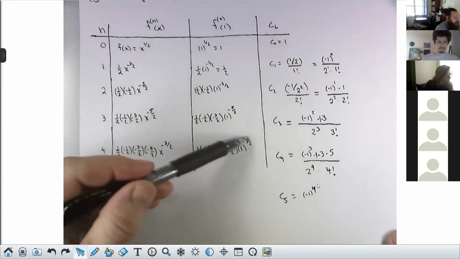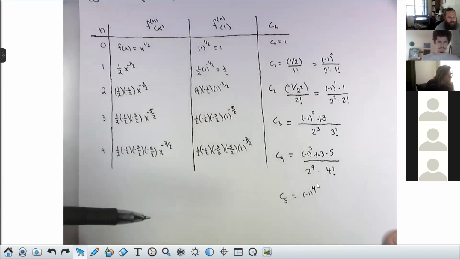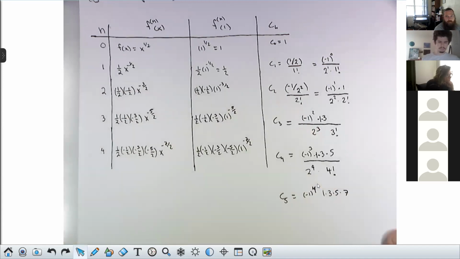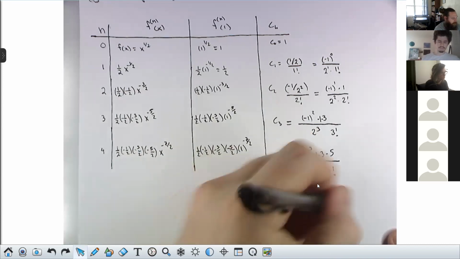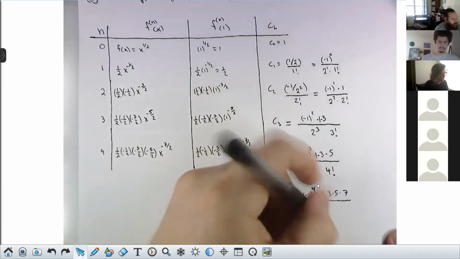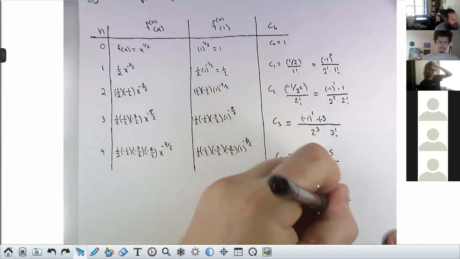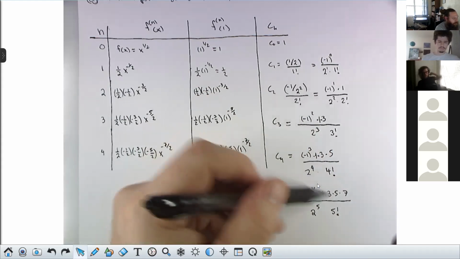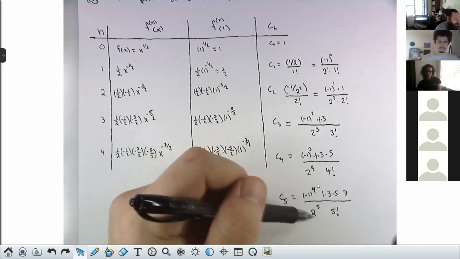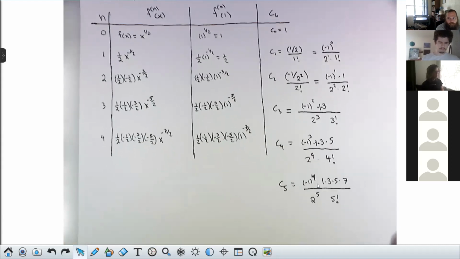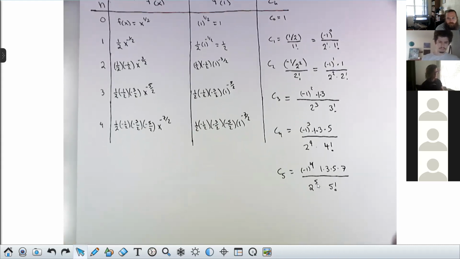And you see if you were to differentiate this again, you would get a 7 from the 7/2. So this is going to be 1 times 3 times 5 times 7. Downstairs here, you've got 2 to the 1, 2 to the 2, 2 to the 3, 2 to the 4, so this should have a 2 to the 5. And then, of course, the 5 factorial from the formula. C6 would be -1 to the 5, 1 times 3 times 5 times 7 times 9, divided by 2 to the 6 times 6 factorial. So eventually we do see the pattern. It's just a little bit weird.